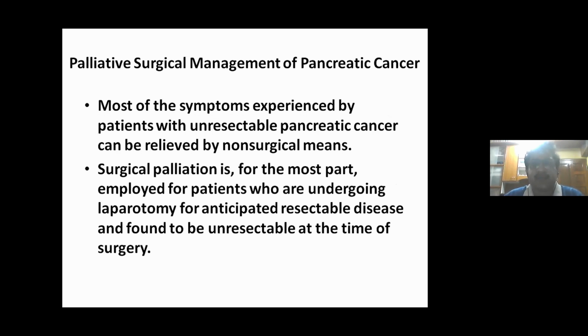Palliative surgical management of pancreatic cancer. Most of the symptoms experienced by patients with unresectable pancreatic cancer can be relieved by non-surgical means. Surgical palliation is for the most part employed for patients who are undergoing laparotomy for anticipated resectable disease and found to be unresectable at the time of surgery.